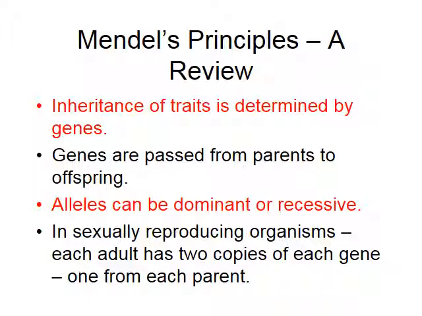So a little quick review about Mendel's principles. So 1, we know that inheritance of traits is determined by genes. So how you get the traits is carried on genes on your chromosomes. So we know genes are passed from parents to offspring. We know that an allele can either be dominant or recessive. And we know that in sexually reproducing organisms, we have homologous pairs of chromosomes. Each pair of chromosomes, one comes from mom, one comes from dad.